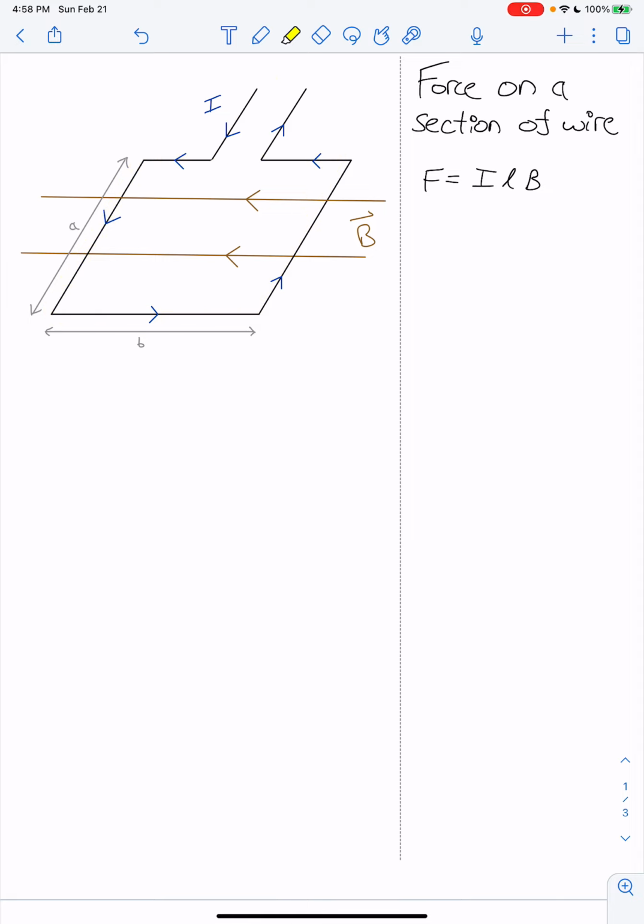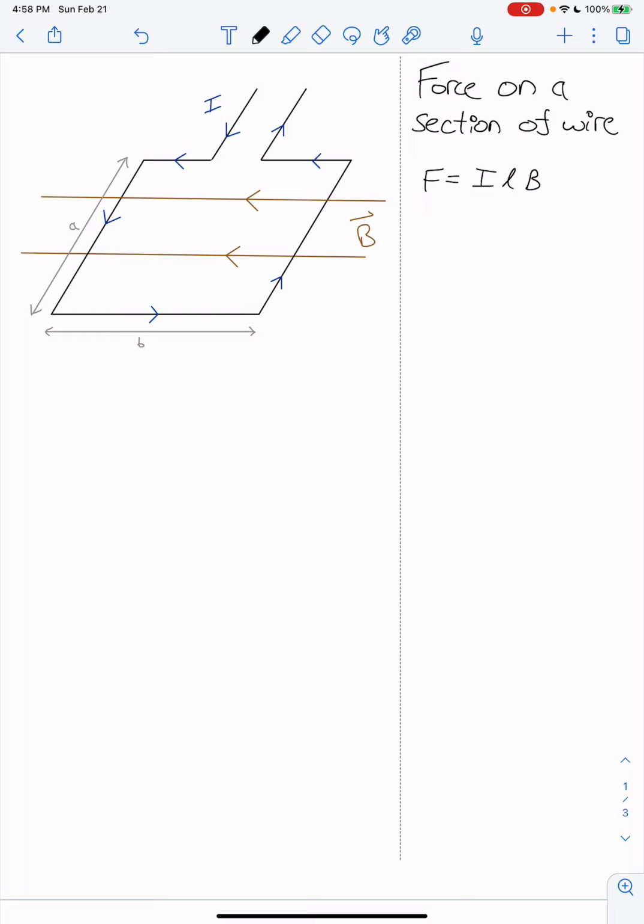We have a magnetic field here, B, and I've drawn two field lines, but in fact these are just illustrative. The magnetic field is constant all across this area. I've also noted that the length on this side is A and the length on the other side is B. With that established, let's take a look at what the force is going to be.